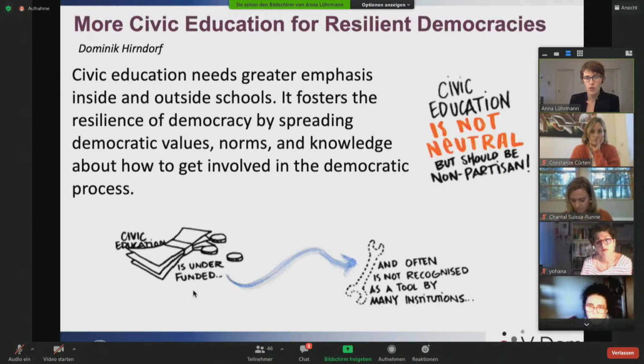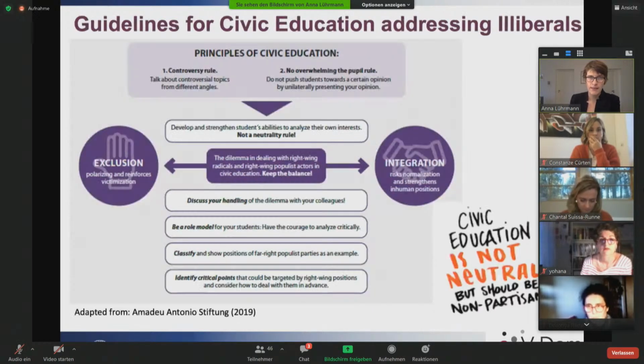And you all know that much better than I do, civic education is underfunded everywhere in Europe, and it's often also not recognized as a tool by many institutions. So we really need greater emphasis. It fosters resilience. You've been talking about that for the last few days, so I don't need to emphasize that here. And we actually have some of the principles and tools already. Here we were just repeating something from the Amadeo Antonio Stiftung, where they emphasize that civic education should not be partisan, but it doesn't mean that it needs to be neutral.